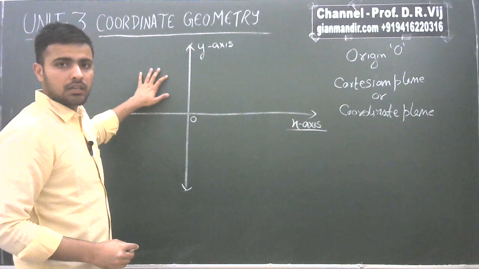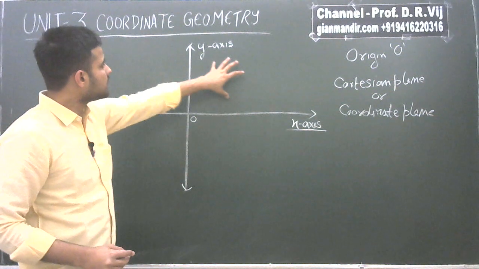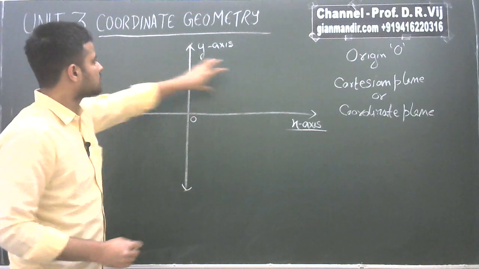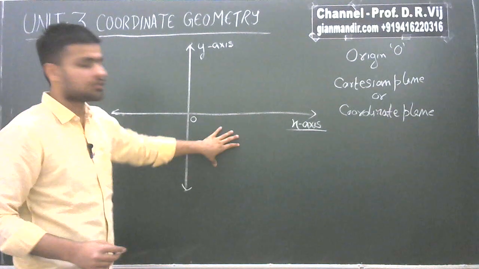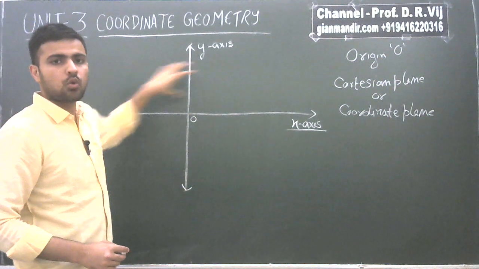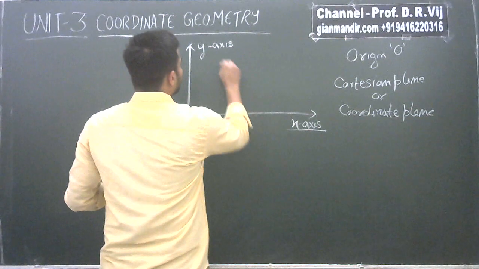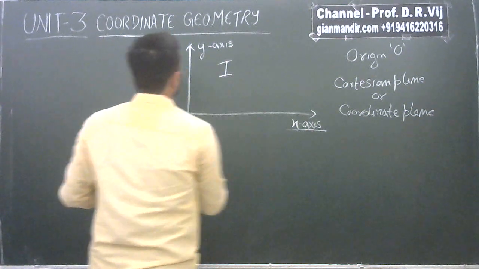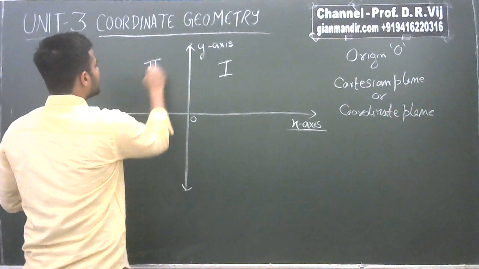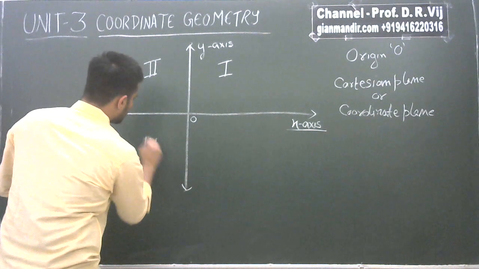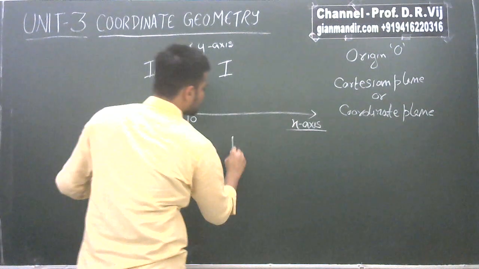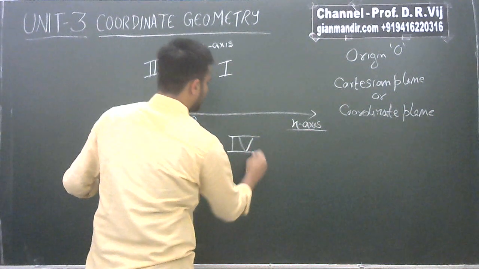Now, if you see, this plane is divided into 4 parts. This one, this one, this one and this one. They are known as quadrants. This one is known as first quadrant, this is second quadrant, this is third quadrant and this is fourth quadrant.